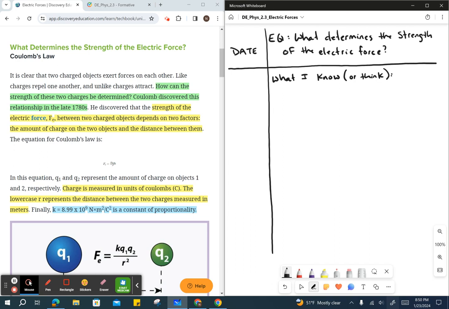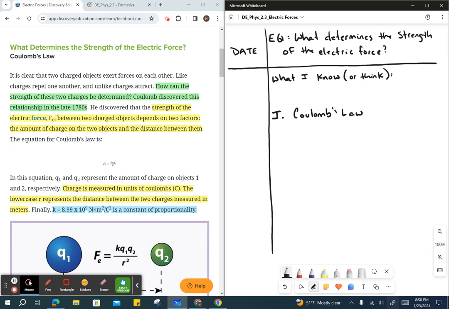Okay, hopefully you were able to write something down. Let's jump right into this. Roman numeral 1, we're going to talk about Coulomb and his law. Coulomb's law has to do with the calculation of electric force between two charged objects.